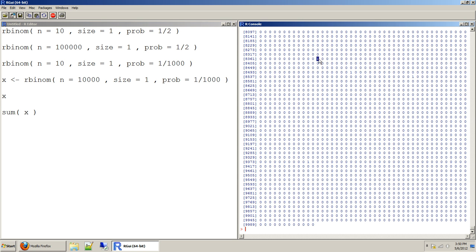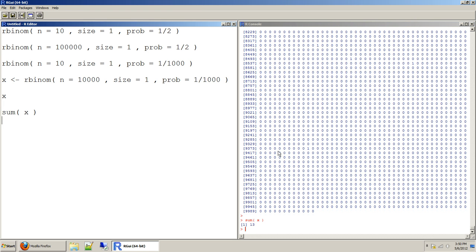There's a sighting, there's a sighting, there's a sighting up there. If we take the sum of all the sightings, it looks like out of 10,000 times, you had a gorilla guy costume sighting 13 times. This has been a work of R.